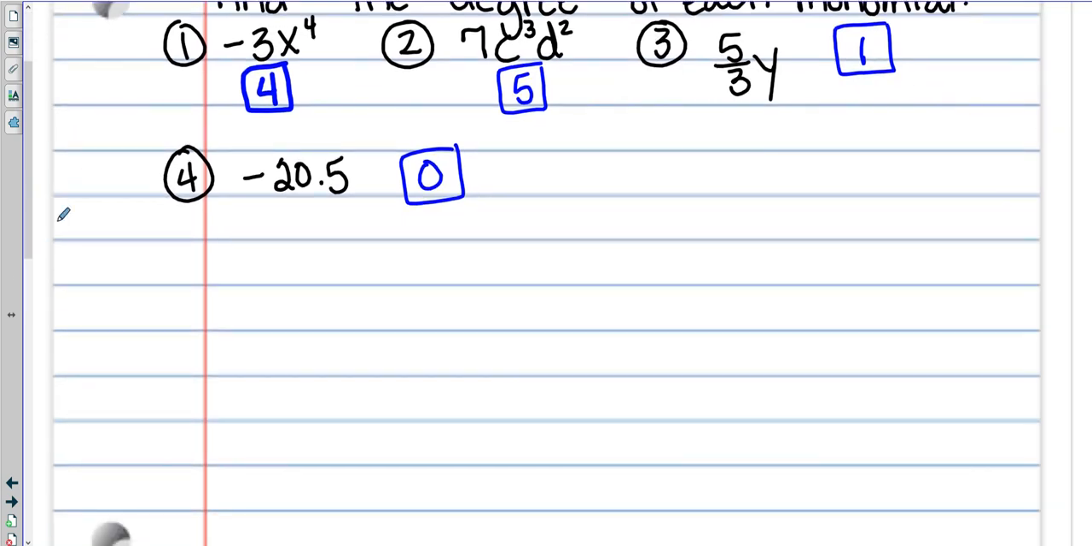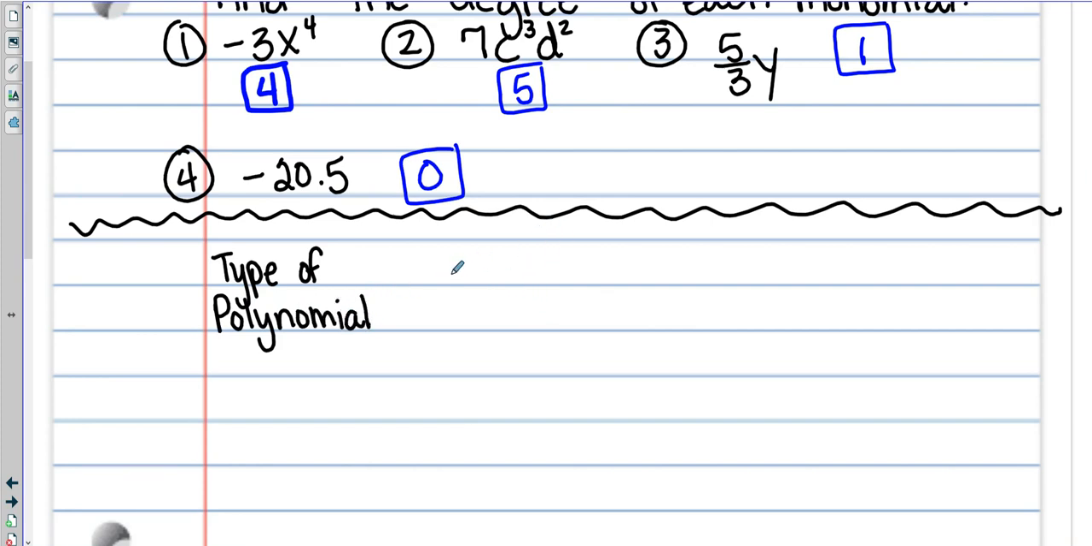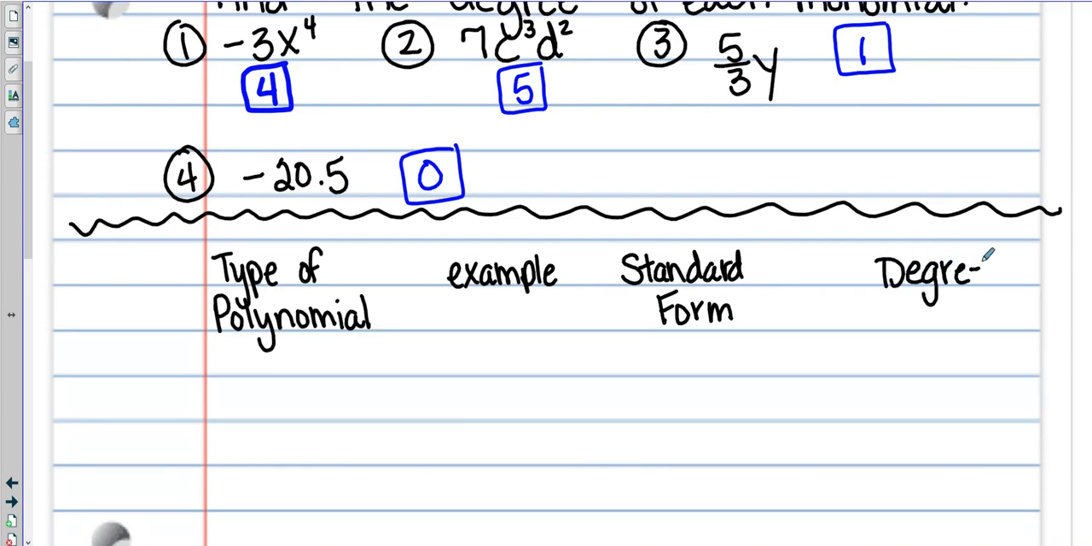Okay, let's look at the next part. Okay, so now we're going to talk about types of polynomials, which were introduced at the beginning. So here we're going to say type. We're going to make a table, okay? So type of polynomial. Okay, we're going to look at an example of how that looks. We're going to see it in standard form. And then we're going to list what the degree is.